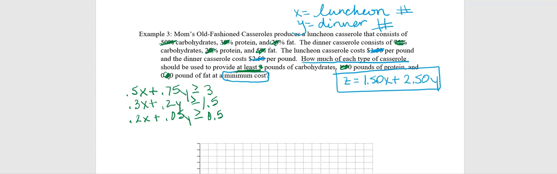Okay, so you just kind of scan through the problem. Is there any other numbers left? And there's not. Now the only other thing you need to think about is, can you have a negative amount of pounds of luncheon casserole and dinner casserole? And the answer is no. When you're making a product, you can do 0, but you can't do negatives. So the last constraints that we're going to actually have is x has to be greater than or equal to 0, and y has to be greater than or equal to 0. So these are our constraints.